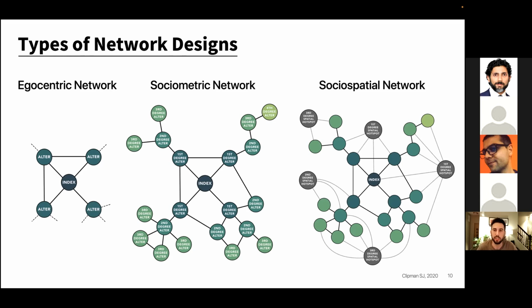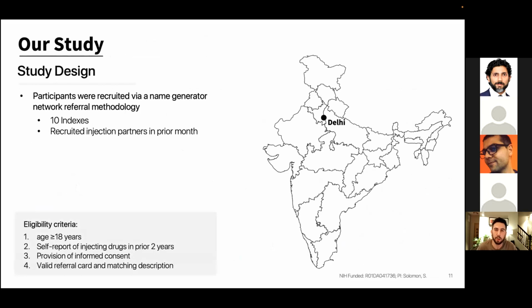As I mentioned in the previous slide, though, network studies in the context of HIV are extremely rare, especially these more complex designs. So to address this, we created a longitudinal sociospatial network study of people who inject drugs in New Delhi and set out to better understand the network characteristics of PWID and how networks influence HIV transmission and risk. The ultimate goal being to improve intervention strategies for PWID and other hard to reach populations.